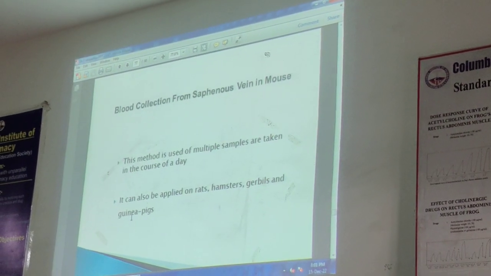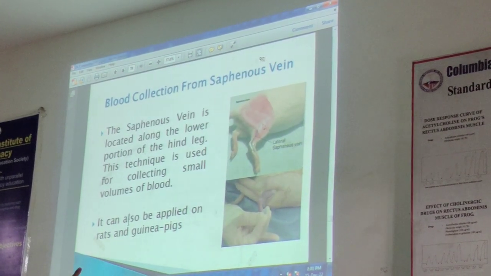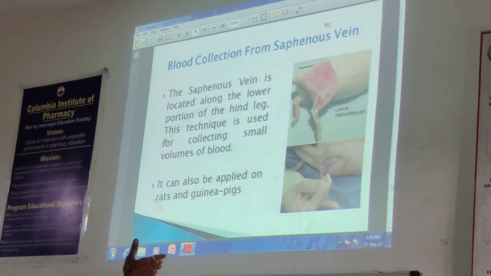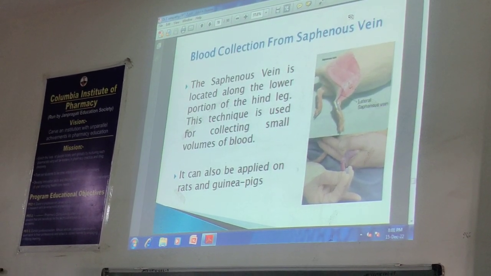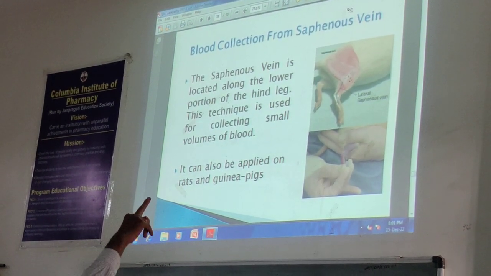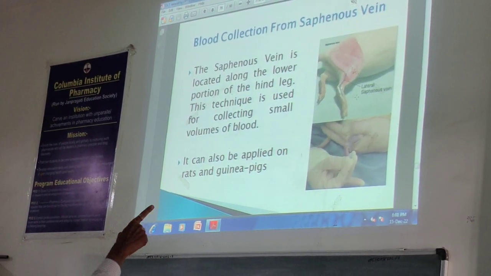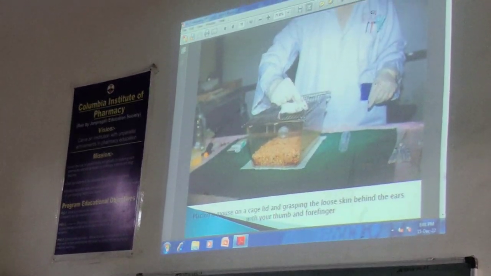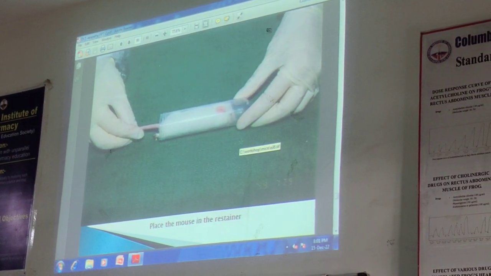This is the saphenous vein, another method. See, this one is the lateral saphenous vein, on the back side of the leg, right side vein. We have to clean the hair by applying depilatory cream. The hair will be removed or washed, and then this particular vein will be clearly seen, and we have to insert the needle and collect the blood. This is the saphenous vein. Next, this is the restraint method, tail vein method.